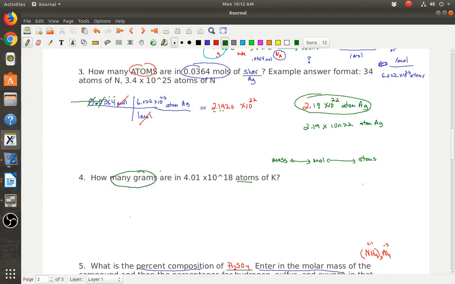This time they're asking for the grams. So the mass is in grams. And this is what they're asking. How many grams are in this many atoms? 4.01 times 10 to the 18th atoms.